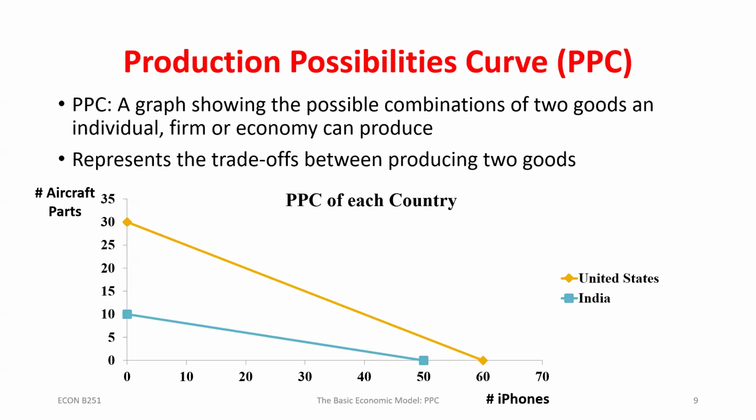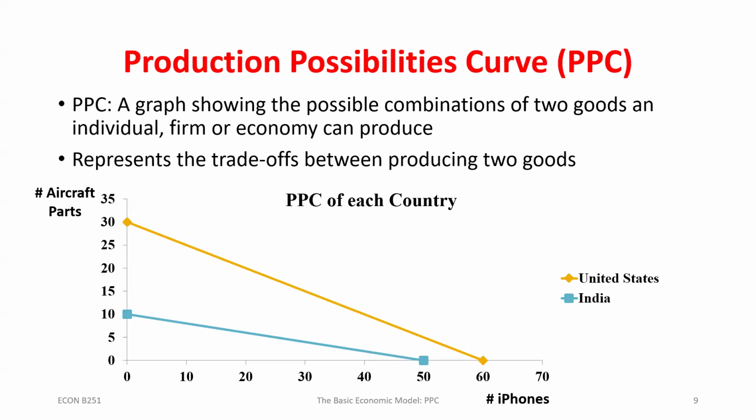So we said the US, if they're producing only iPhones, I think it was 60, and then aircraft parts was 30. Okay. So here was their production possibilities curve. India, only iPhones was 50. And here I'll show you, maybe I was making a mistake. Maybe I put 10 out here. So let's say I didn't draw this to scale. I'm going to show you that it doesn't matter. I don't have to just rely on looking at who has a flatter curve. If I have the numbers, I can always just do this numerically.